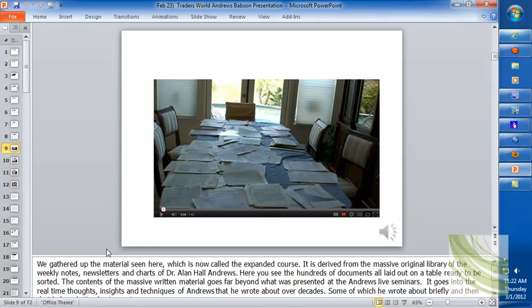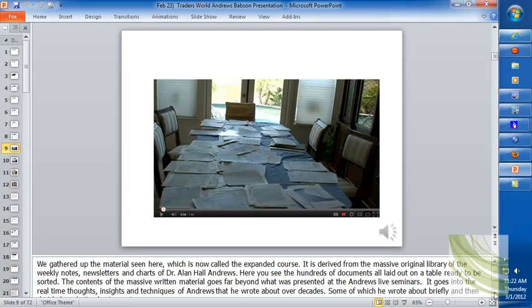The contents of this massive written material go far beyond what Andrews presented at the live seminars which I attended. It goes into the real-time thoughts, insights, and techniques of Andrews that he wrote about over decades, mostly over a time period when he was very cognizant and very with it, so to speak. As we know, when people get older, they kind of lose it a little bit, right? In some cases. So this is when he was really with it. And as near as I can tell, the time when he was absolutely at his best was pre-1975.